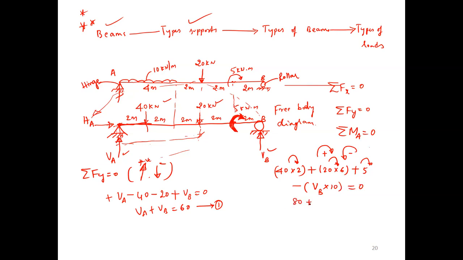Determine VB. This is 80 plus 120 plus 5 equals 10 VB. What is VB? 205, which means 20.5. Substitute into this equation, you are getting VA. 60 minus 20.5. How much? 39.5. These are the reactions computation.